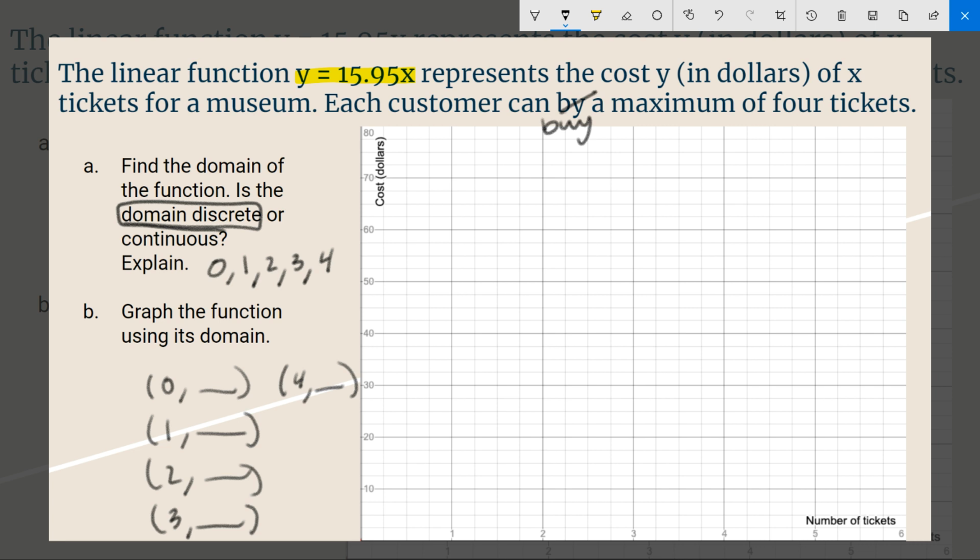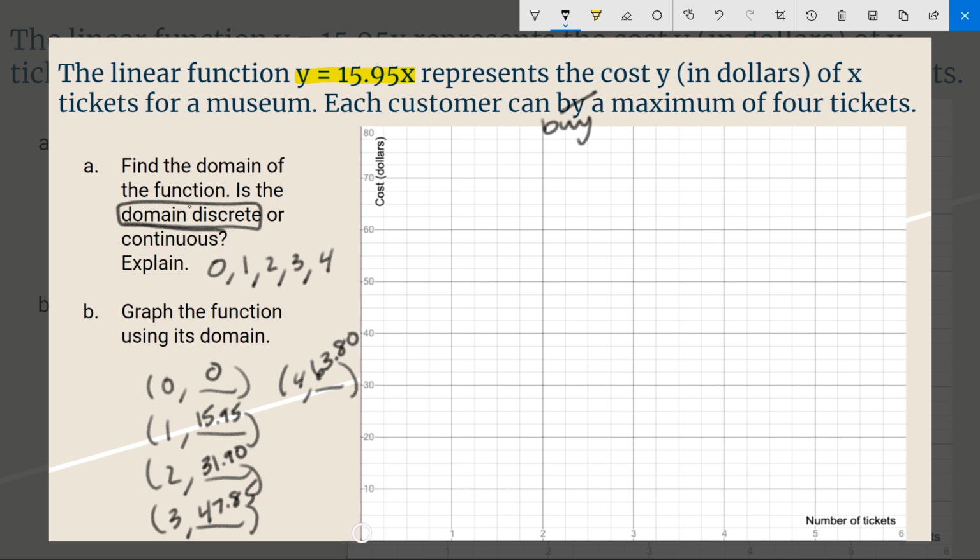So buying 0 tickets is going to be $0 in cost. Buying 1 ticket is $15.95. And then if we double that, the cost for 2 tickets is $31.90. The cost for 3 tickets is $47.85. And then the cost for 4 tickets is $63.80.